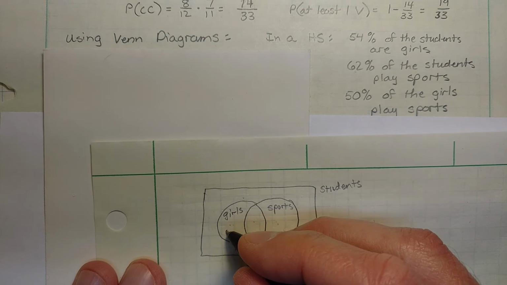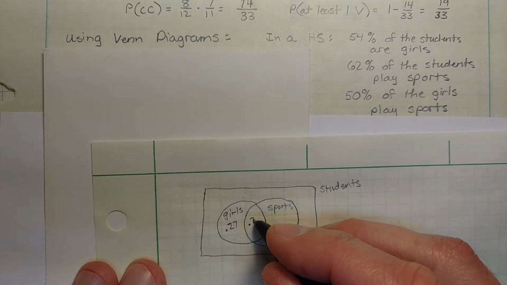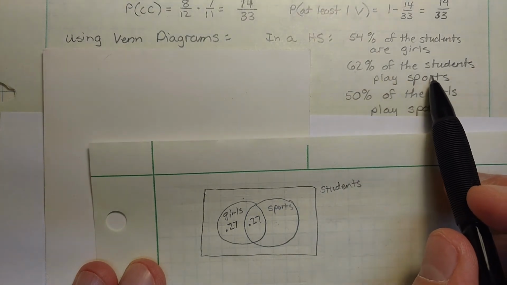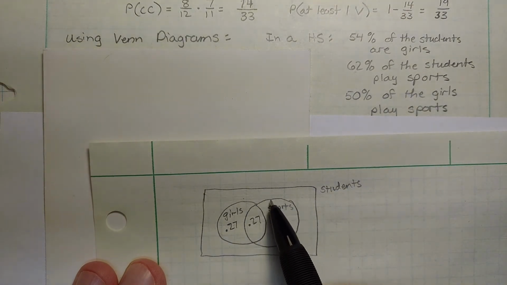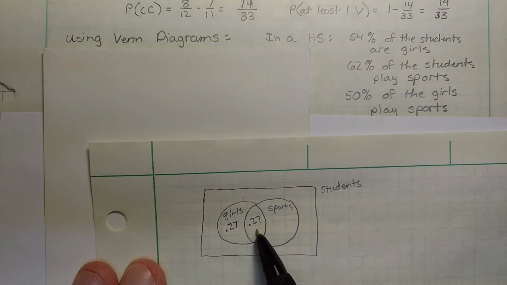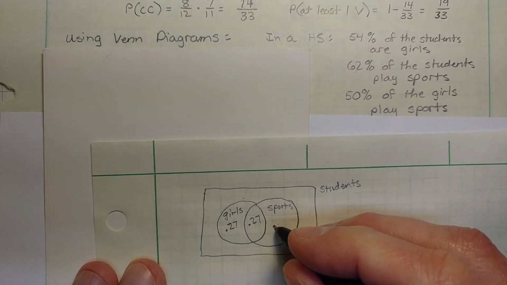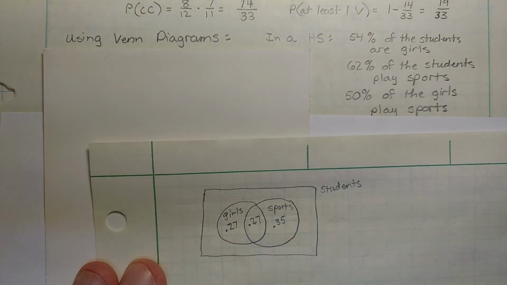So that would be 0.27 here and 0.27 there. And I also know that 62% of the students play sports. Well, that means that this total circle here has to be 62% or 0.62. And if 0.27 are in there, then that leaves 0.35 right there for that to add up to 0.62.